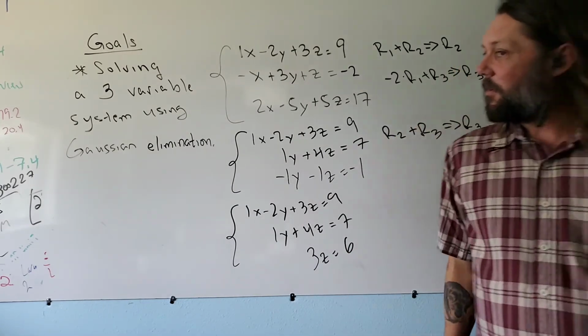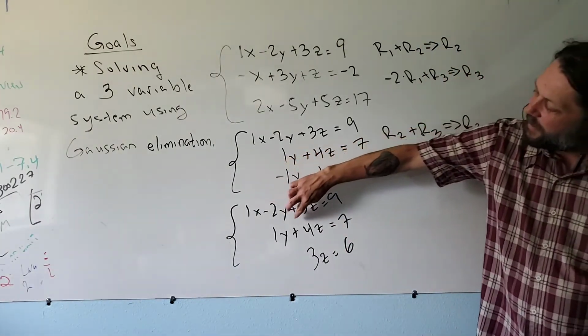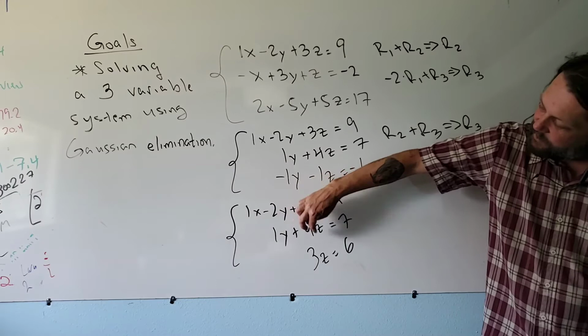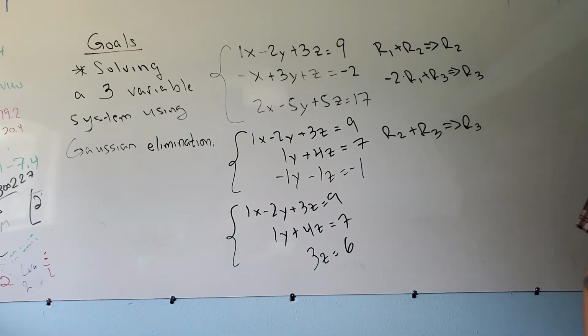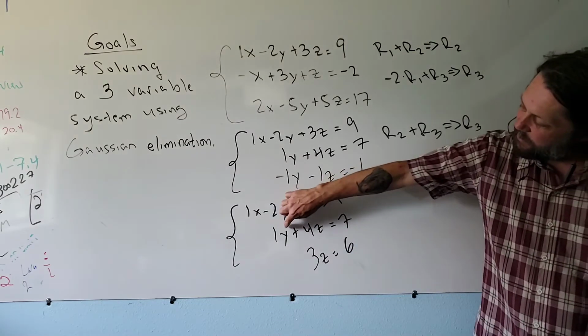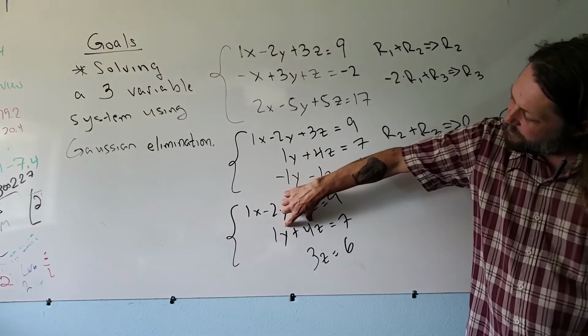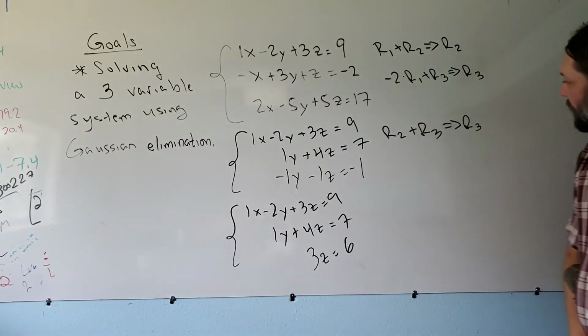This is exactly what I wanted, right? I wanted one equation to have all 3 variables. I wanted the next equation to have 2 variables. I wanted my last equation to have 1 variable. Because now I can solve, right? I can figure out what z is, and then plug that in here and figure out what y is. And then once I know what y and z are, I can plug that into here and figure out what x is. So let's finish this.